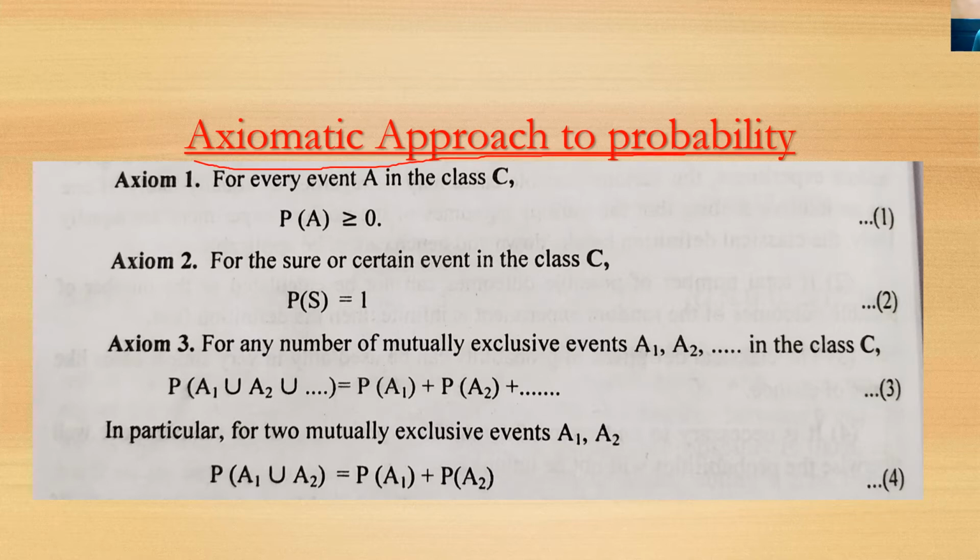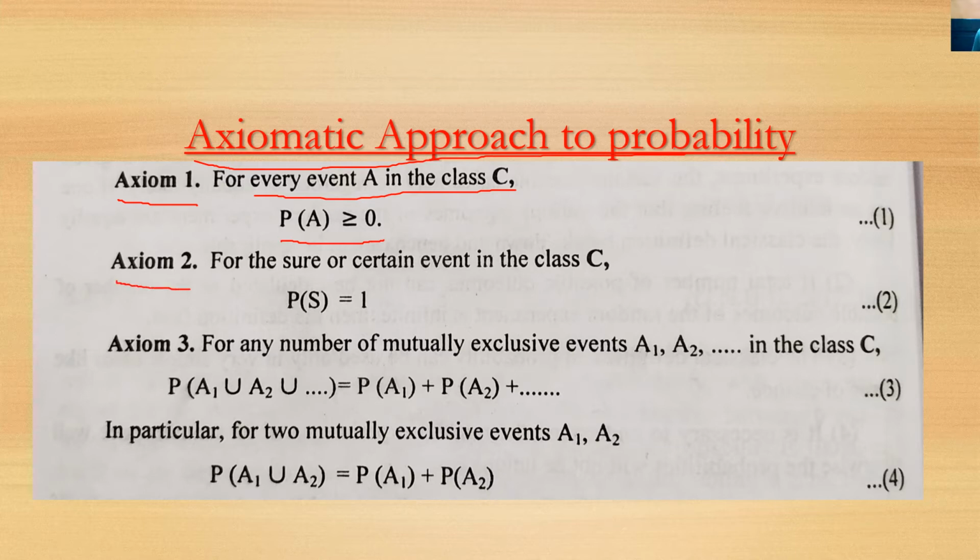There are three axioms. Axiom 1 says for every event A in class C, the probability of event A is always greater than or equal to 0. It means the probability of any event is always non-negative.